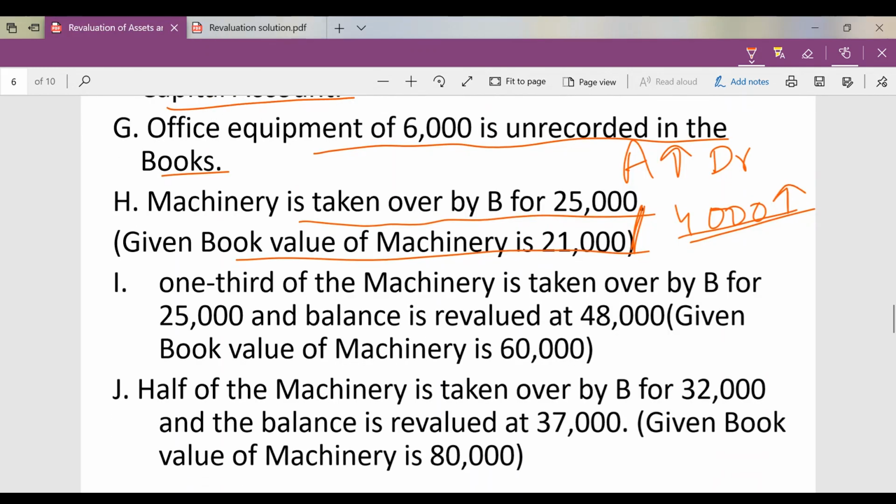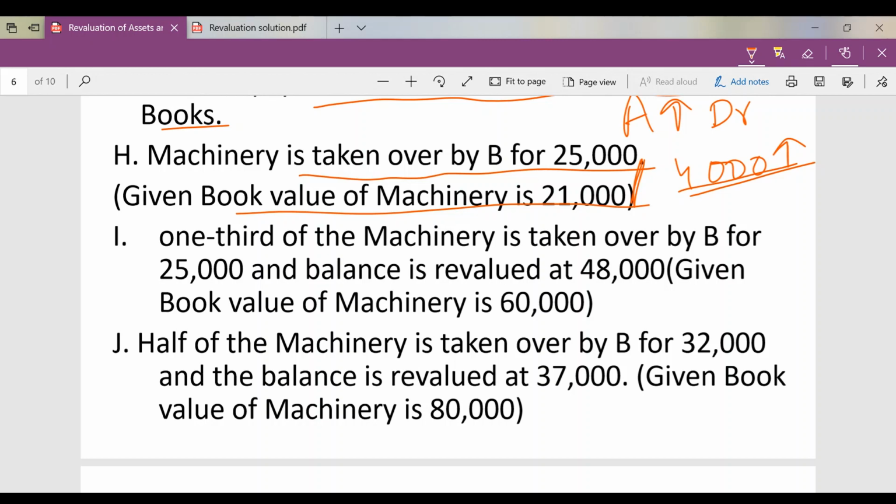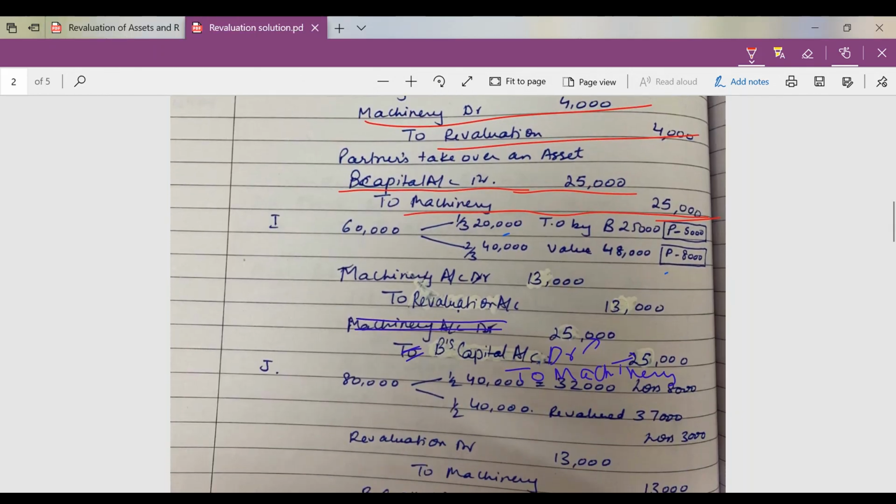Next entry. Here he is saying 1/3 of the machinery is taken over by B for 25,000 and the balance is revalued at 48,000 and the book value of machinery given is 60,000. So now we have to actually do a calculation, so I'll show it here only. The value of the machinery is 60,000. So 1/3 he is talking about, 1/3 is equal to 20,000. That is taken over by B.